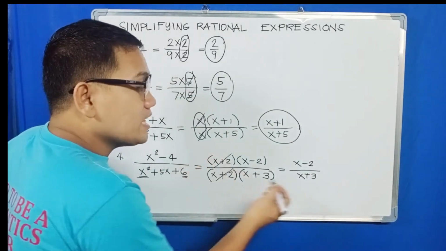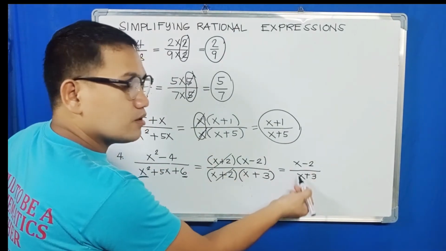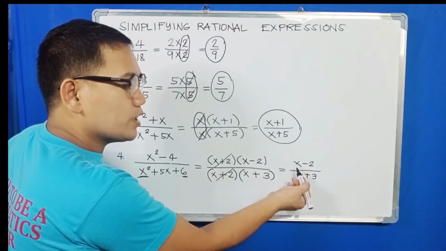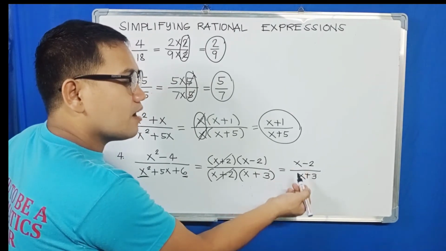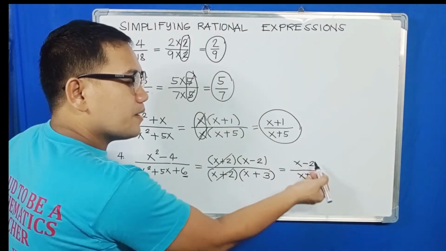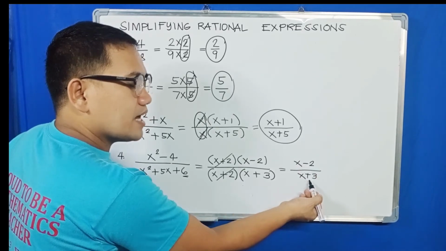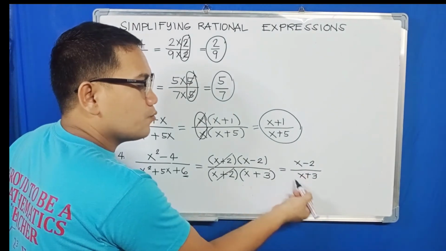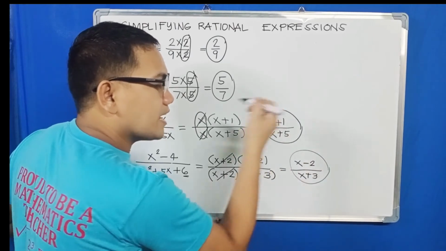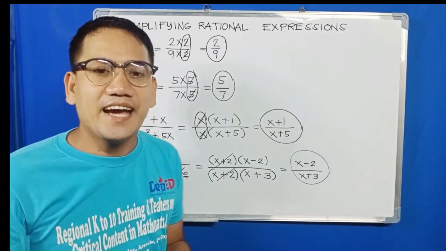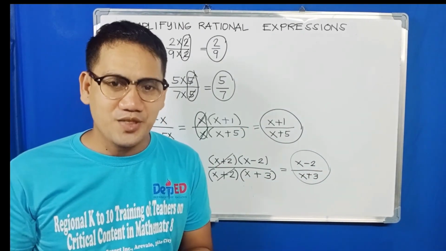Again, we cannot eliminate x even though they are both present in the numerator and in the denominator because they are separated by subtraction sign and addition sign. So, we will have this one as our final answer. x minus 2 all over x plus 3.